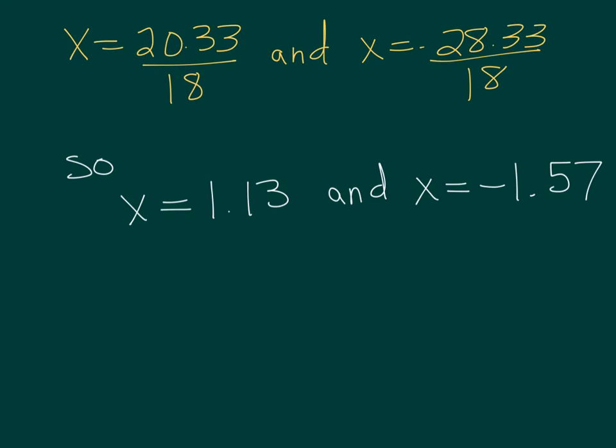So once you simplify all the way down, you're going to get an answer of x equals 1.13 and x equals negative 1.57. So again, on the graph, these are going to be in between 1 and 2. You're going to see a point on the graph. You're going to see that's where it crosses. And in between negative 1 and negative 2 is where the other side is going to cross.